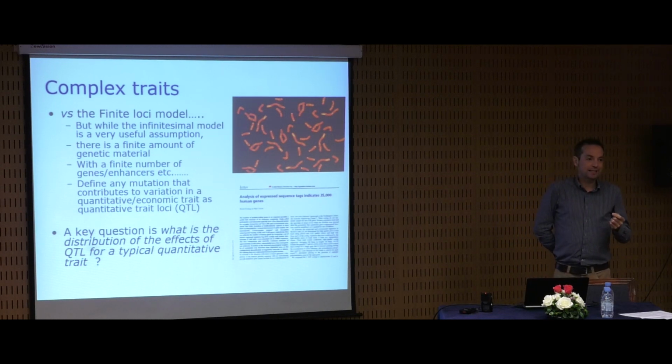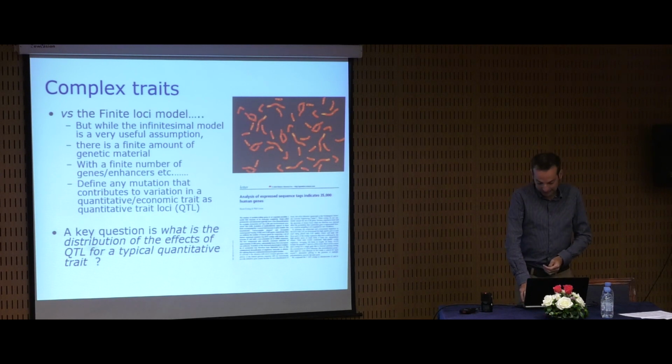And the real question is, how many of these mutations affecting the traits we're interested in are there, and what are the size of their effects? So for a typical trait, are there just a handful of mutations affecting the trait, in which case it looks very different from what we've been used to, the infinitesimal model, or are there many, many mutations affecting the trait? So let's have a look at some examples.